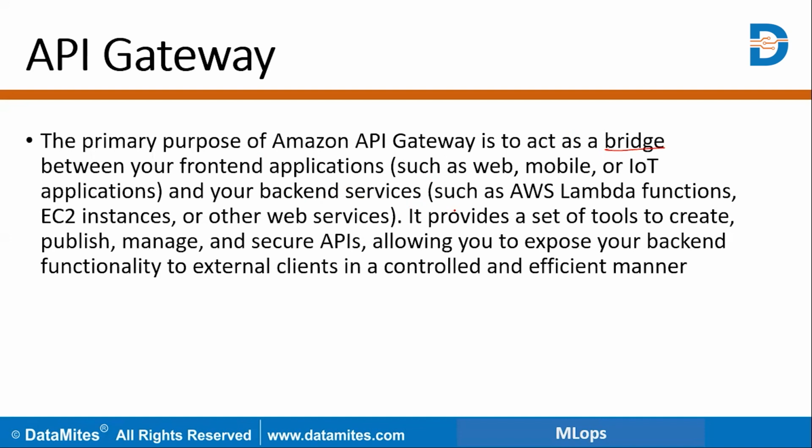It provides a set of tools to create, publish, manage, and secure APIs. So it has tools to create the API, publish it, manage it, and secure it, because security is one of the major things we need to look into, and the security is high here in the AWS environment for securing the APIs. It allows you to expose your backend functionality to external clients in a controlled and efficient manner.